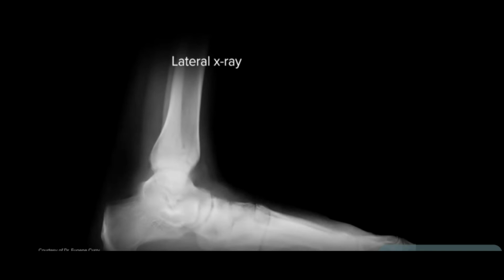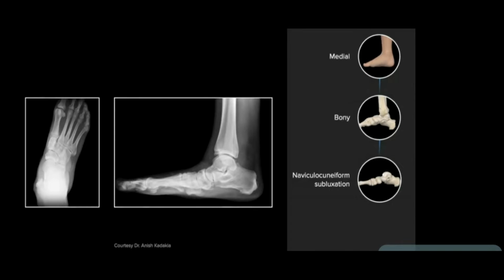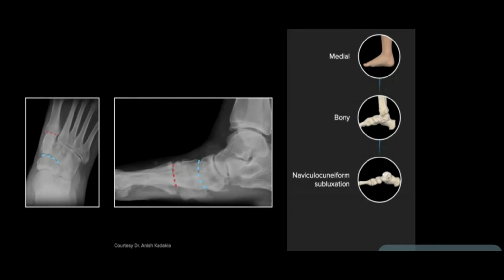On the lateral X-ray, we can also see the talus angled downward, and a line can be drawn from the longitudinal axis of the talus and the first metatarsal, known as Meary's angle, which can identify the talar first metatarsal angle. Subluxation can also happen more distally, at the naviculo-cuneiform and even the first tarsometatarsal joints.